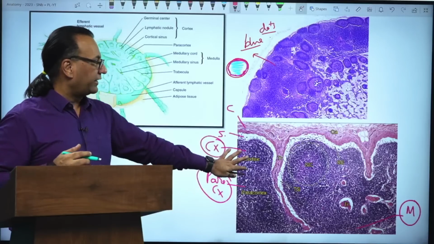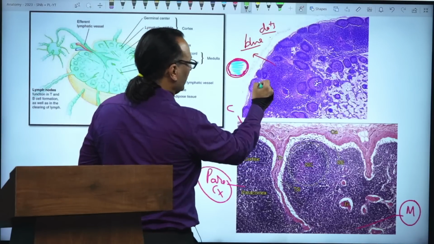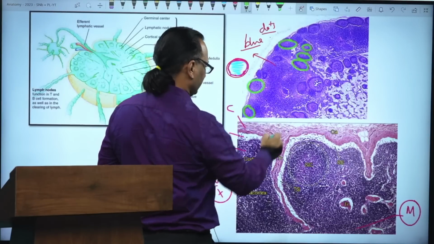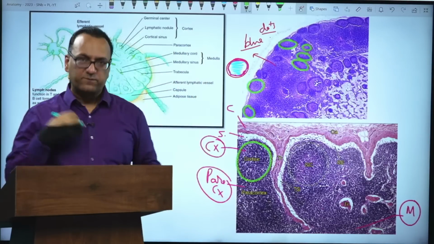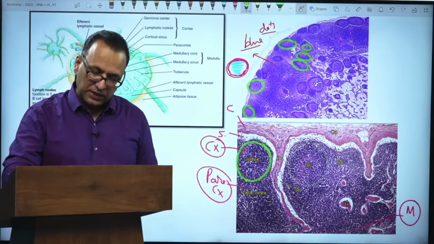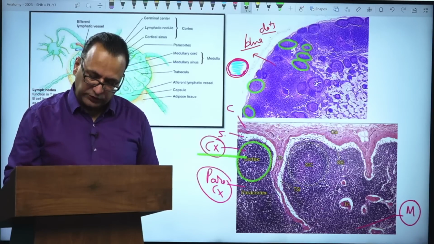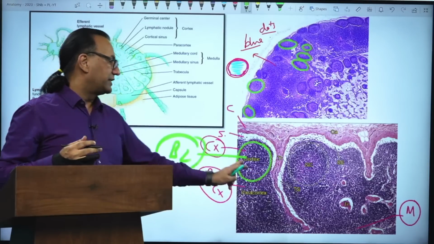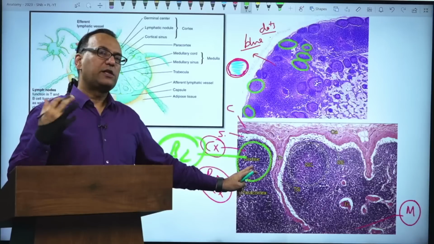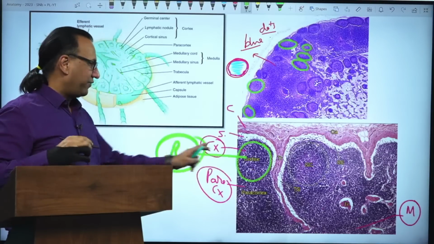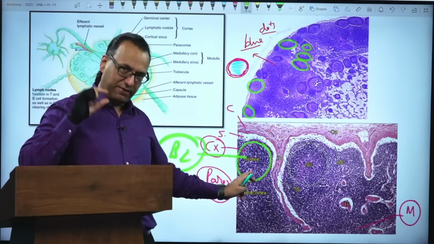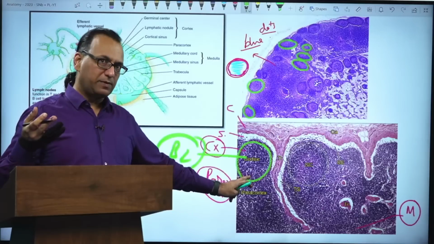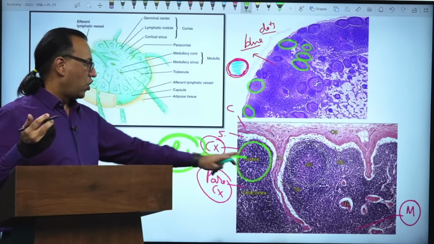Now, what is there in the cortex? There are some lymphoid follicles, lymphoid nodules, and these lymphoid nodules are mostly B lymphocytes. The B lymphocytes are going to change into plasma cells, and plasma cells will give you antibodies, humoral immunity. So in the lymph node cortex, you will have lymphoid follicles, with B lymphocytes turning into plasma cells, giving antibodies, humoral immunity.